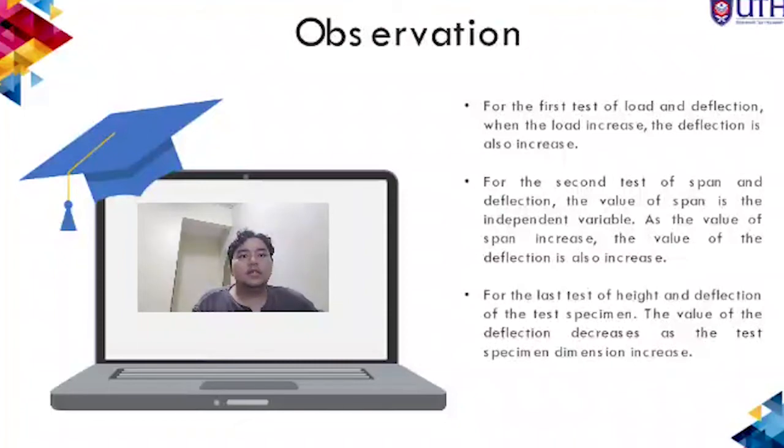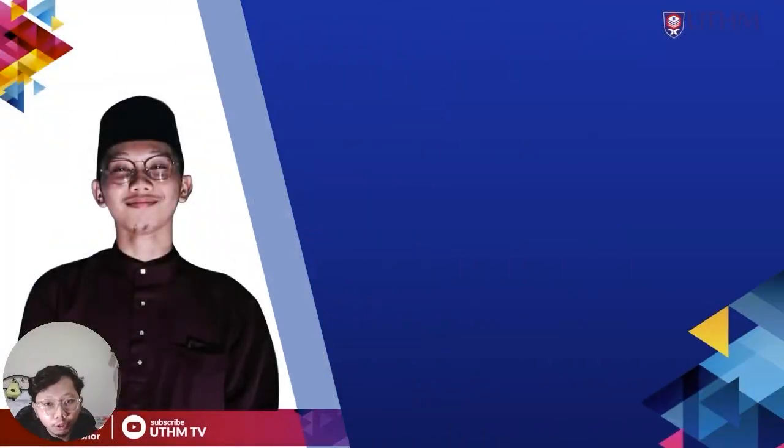Lastly, for the last test of the height and deflection of the test specimen, the value of the deflection decreased as the test specimen dimension increased. The smallest test specimen, which is 4 times 25 mm square, has the highest deflection, which is 0.49. The biggest test specimen, which is 8 times 35 mm square, has the lowest deflection, which is 0.06, and it is also the lowest deflection compared to the 3 test deflections. That's all.